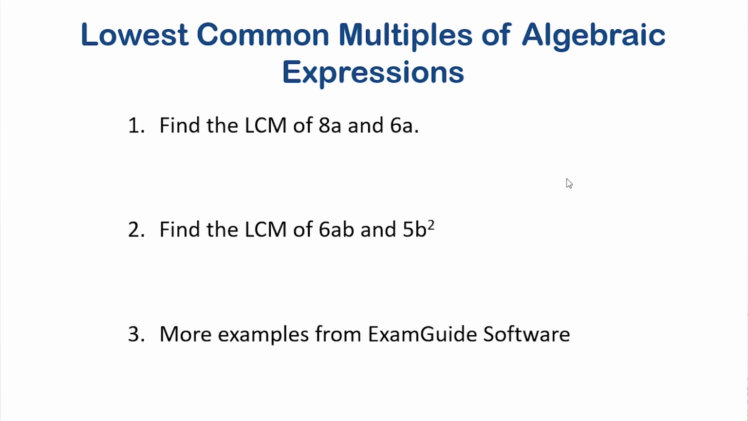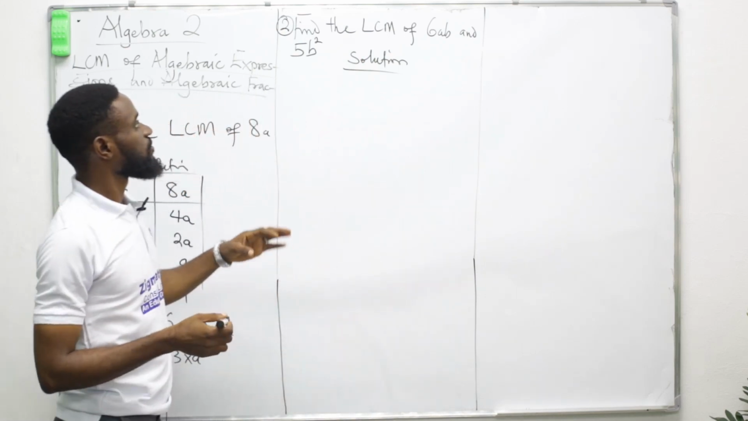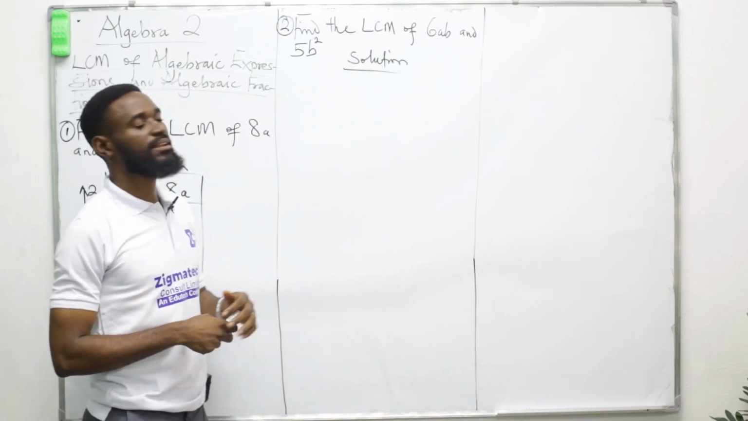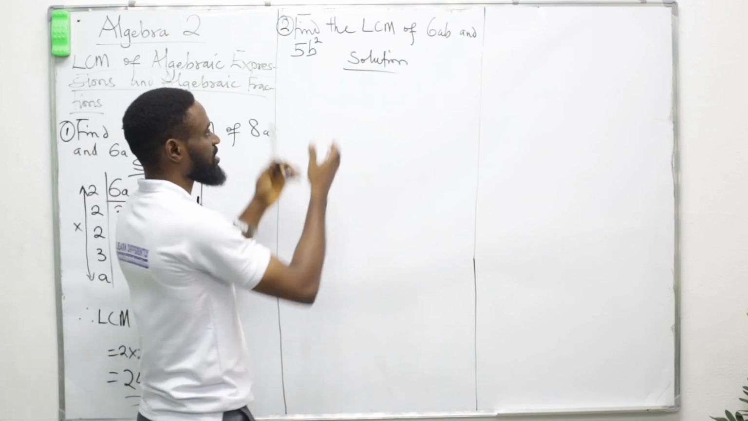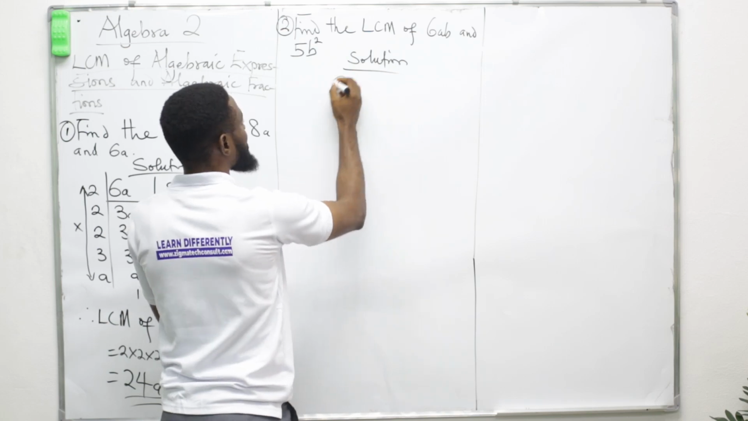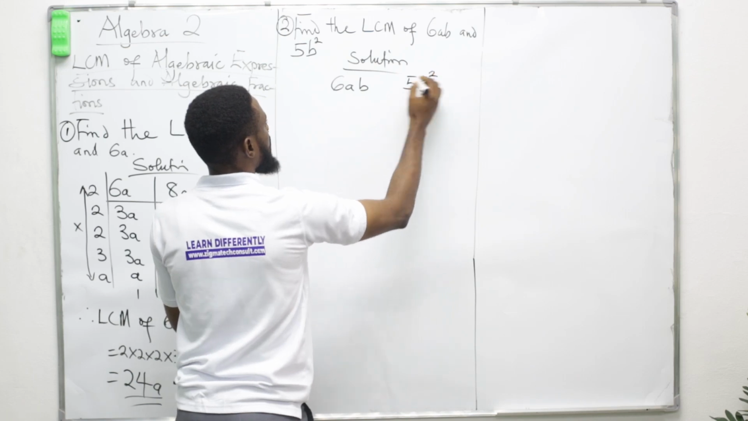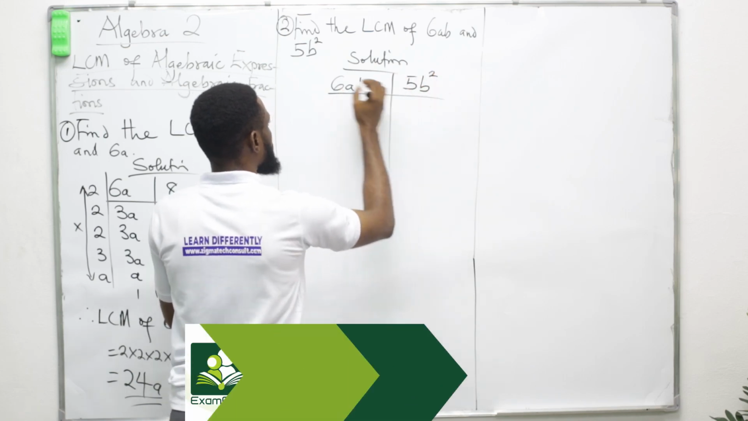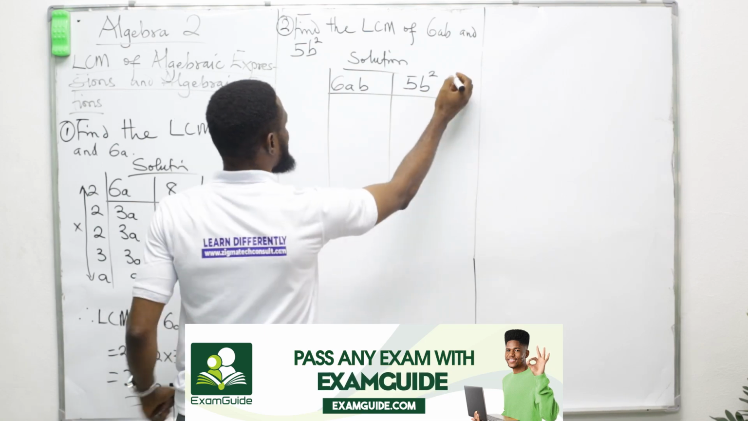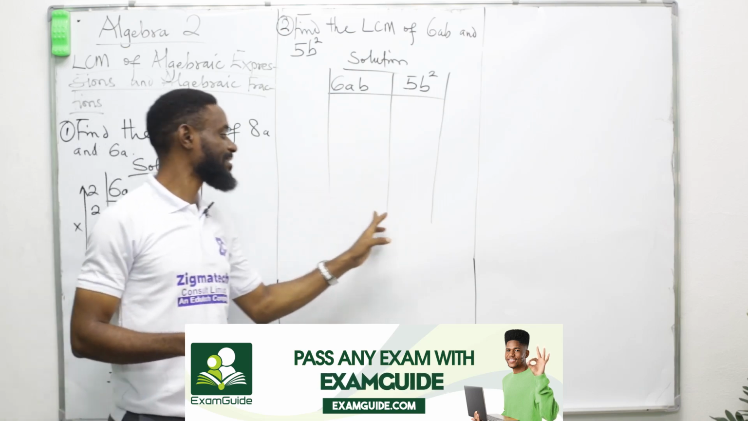So we can have the next one before we go into the exam guide. So let's see the solution of this now. All right, find the LCM of 6ab and 5b squared. All right, so the same thing you do, you bring your 5 or 6, whichever one you want. Let's say 6ab here and 5b squared here. Remember, the goal is that we must divide everything to get to 1 as the final terminating number here.